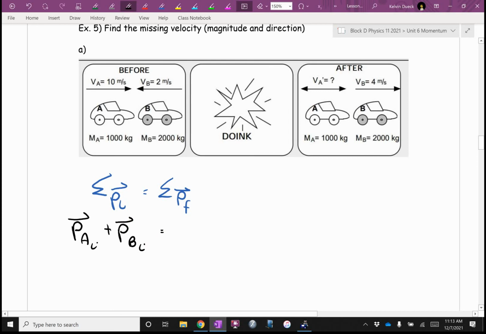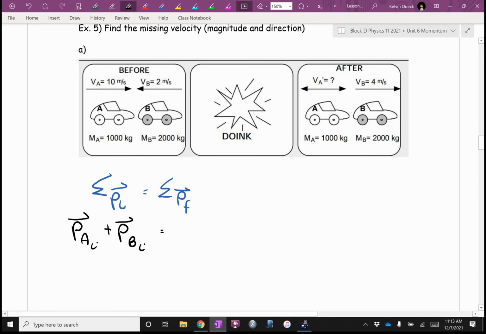Wham! They collide. After the collision, what's moving? Car A or car B or both? I heard someone say car B. I heard someone say both. Which one is correct? Why both? How do you know? Well, if they're asking me to find VA final, it's probably not 0.